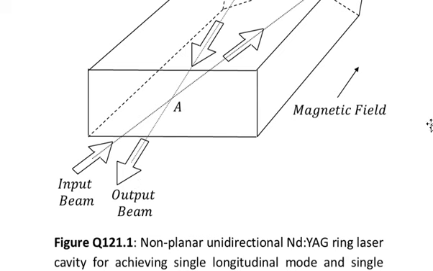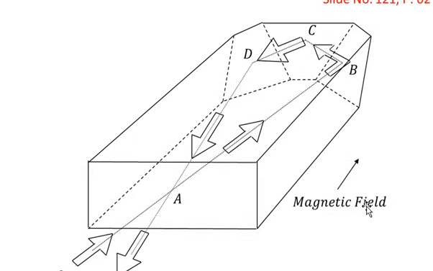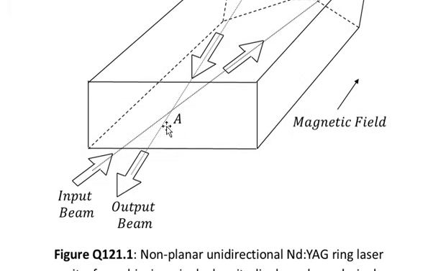So you see that there is also a magnetic field over here. The light will pass through main points, that is point A, point B, point C, point D, and then will come back towards point A and exit the interface. So this front interface is a coupling interface in which the input beam is coupled in and the output beam is also coupled out of this interface.